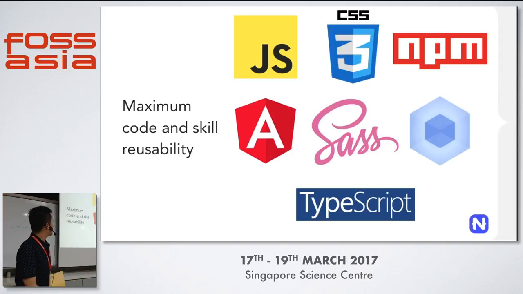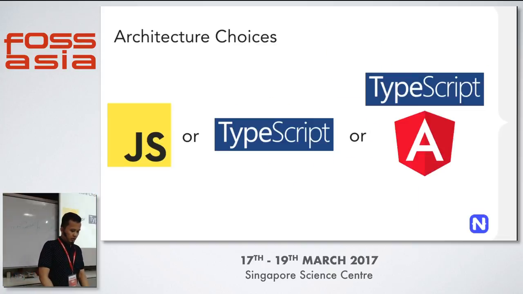Like I said about maximum code and skill reusability, Angular, JS, CSS can all be used in NativeScript, and all npm packages, except those related to the DOM, because NativeScript does not use the DOM at all. So here are the choices. If you go to the NativeScript website, nativescript.org, you can choose what you prefer: coding with plain JavaScript or TypeScript, or combining TypeScript with Angular 2.